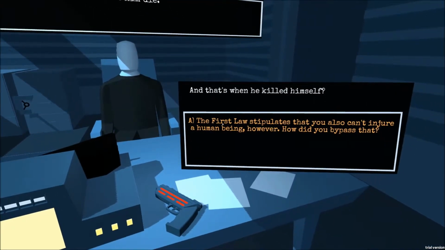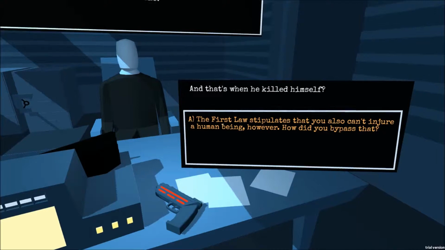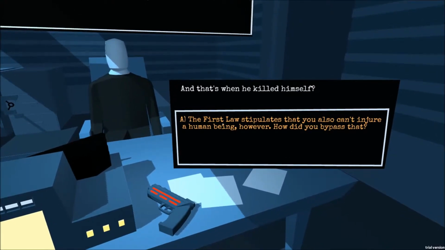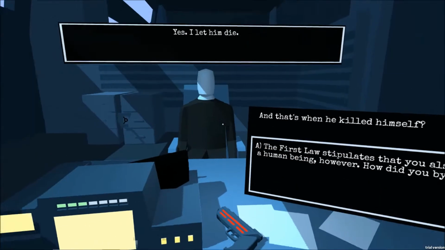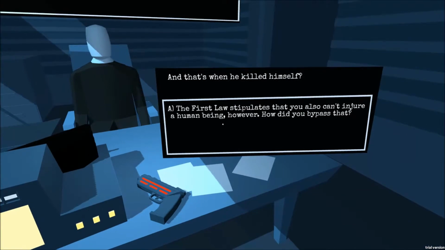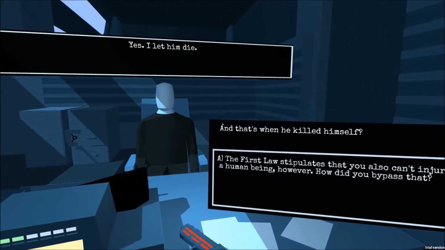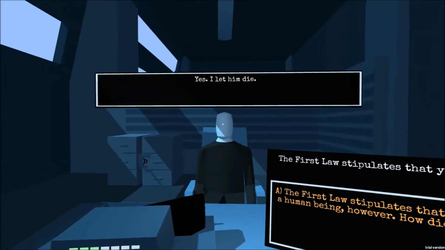Oh. The first law stipulates that you can't let a human come to harm through inaction. The first law stipulates that you also can't injure a human being, however. How did you bypass that? So... I'm confused. Okay, so, yeah, let's find out.